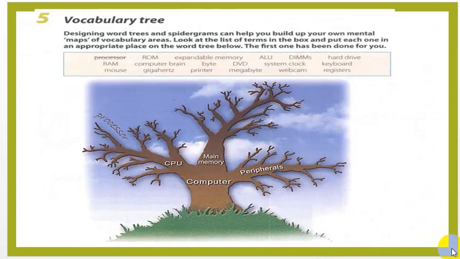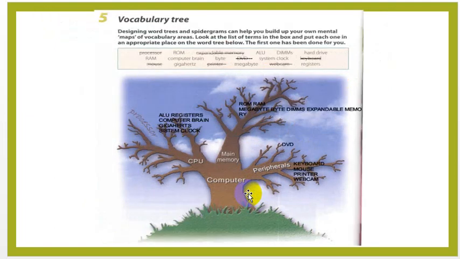Let's go for the next slide. Okay, vocabulary tree. Here we have vocabulary tree, designing word trees, and spidergrams can help you build up your own mental maps of vocabulary trees. Look at the list of terms in the box and put each one in an appropriate place on the word tree below. The first one has been done for you. Here is the first one, processor, and it is line crossed over processor. Please distinguish these words into the different branches of these 3. Okay, do it by yourself and then compare it with this answer key.